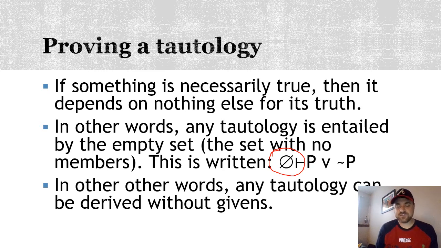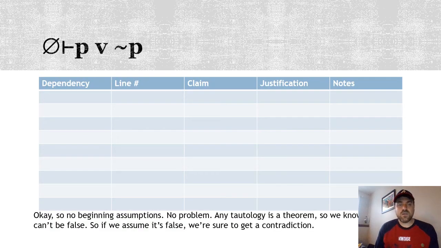And this is the only tricky part about theorems at all, essentially starting with nothing. So what we're going to be doing here is taking a look. We don't have any beginning assumptions. We're going to be trying to derive P or not P from the empty set. That means we're just going to be starting with nothing. Any tautology is a theorem, so that we know it can't be false.